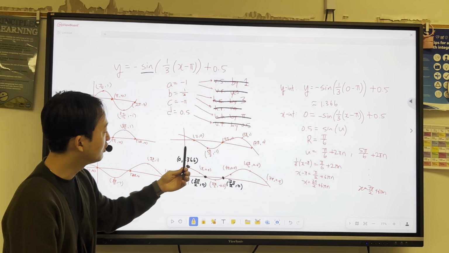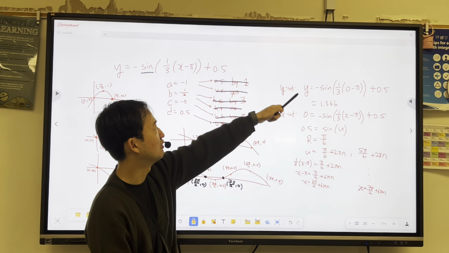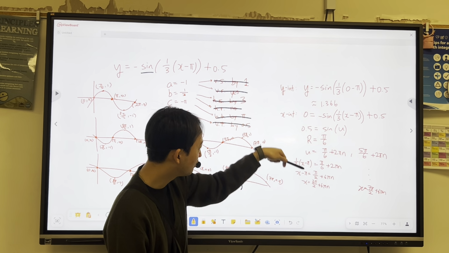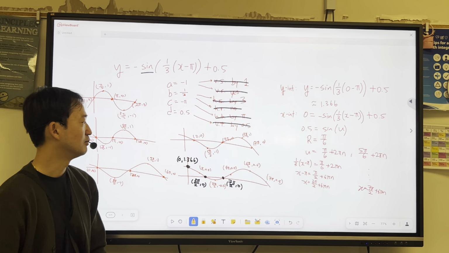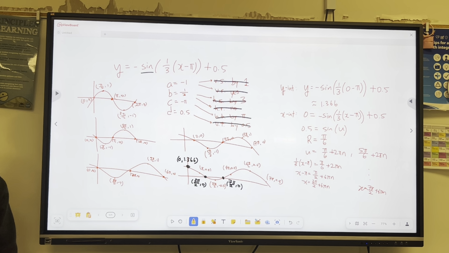Anyways, after I do all the transformations, I still don't have the y and x-intercepts. So I find the y-intercept by plugging in 0, find the x-intercept by plugging in y equals 0, and solve the trig equation, so I label the intercepts. So, yay me, I'm happy.